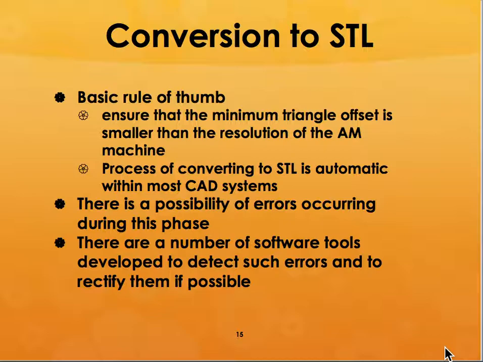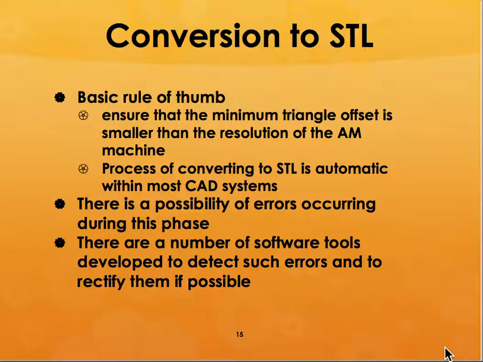So the basic rule of thumb is that you have to ensure that the minimum triangle offset is smaller than the resolution of the additive manufacturing machine. And what is to be noted is that nowadays the slice data is simply automatic. I mean, you get the CAD model and then you just incorporate that into the additive manufacturing machine interface, and it automatically generates the stereolithography or slice data.